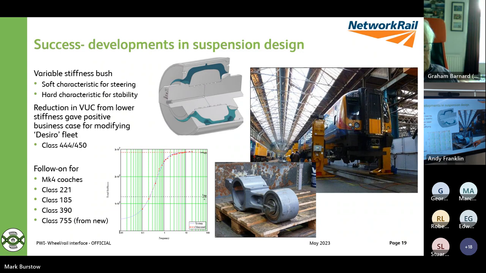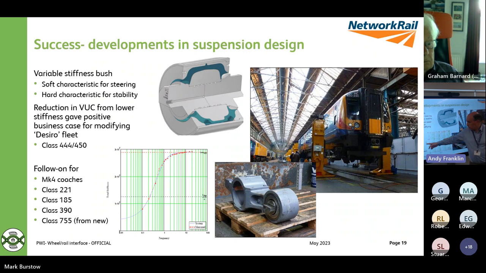The business case in terms of the reduction in track access charge that the train operator was going to get was sufficient to fund modifying the whole of the fleet of these vehicles. So all the 444 and 450s are now fitted with these Hall bushes. On the back of that, a number of other fleets have also been fitted with them because they get quite a significant reduction in their track access charge. So it becomes worthwhile for the train operator to do that.